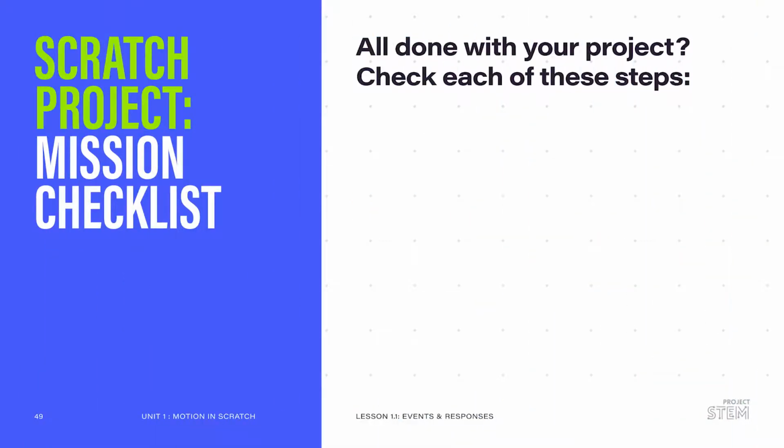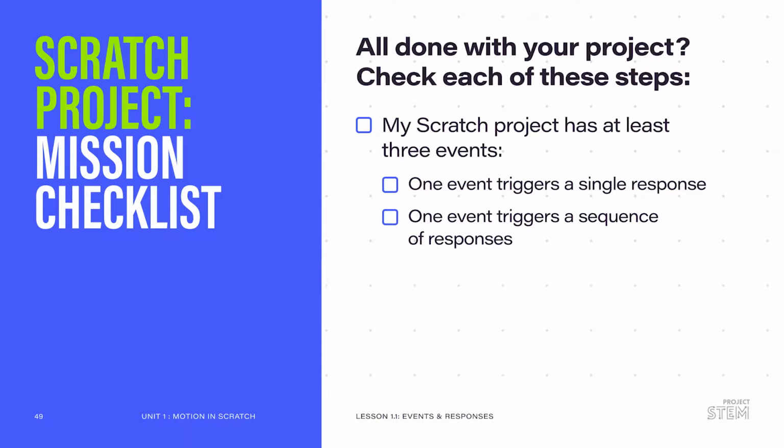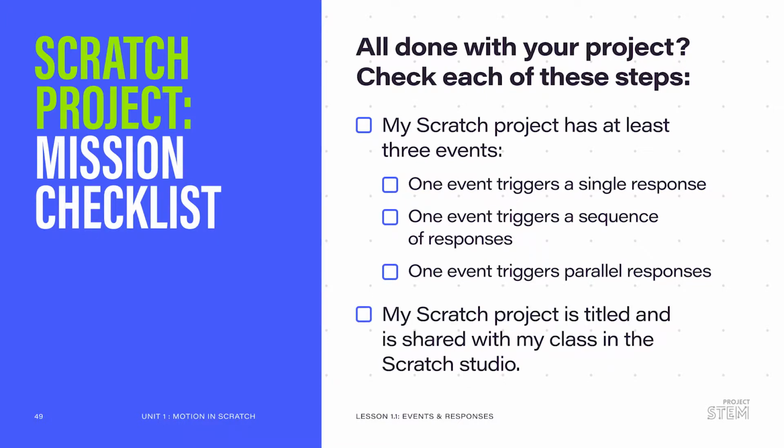Awesome work today! Before you move on, use this checklist to make sure that you've got everything ready to go. First, does your Scratch project have at least 3 event blocks? Does one event block trigger a single response to happen? Does one event block trigger a sequence of responses to happen? Does one event block trigger parallel responses to happen? Finally, make sure your Scratch project has a title and that you clicked share so that your classmates and teacher can review your awesome work.